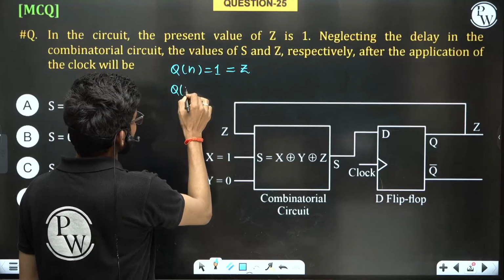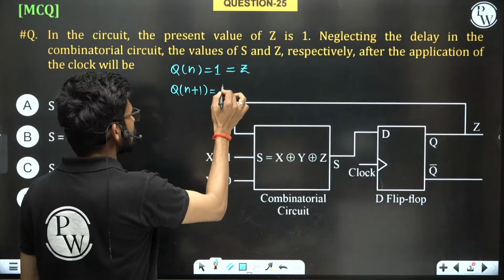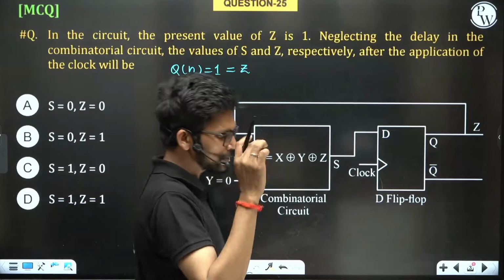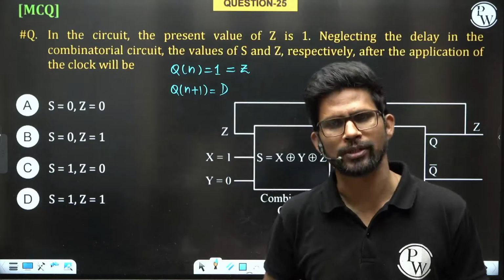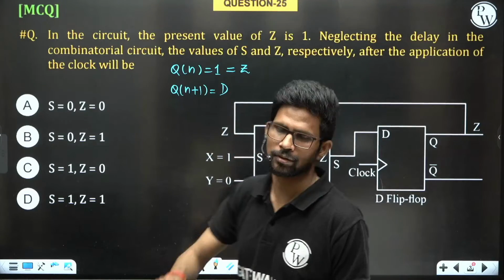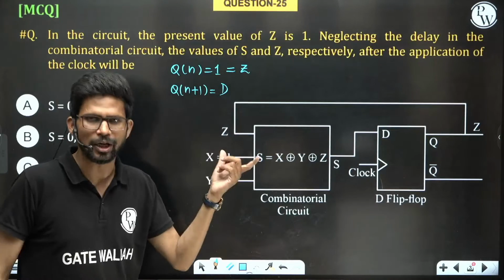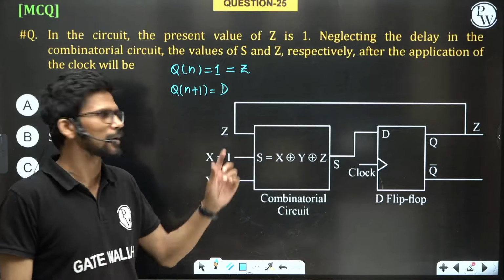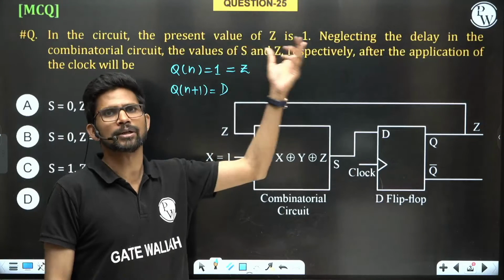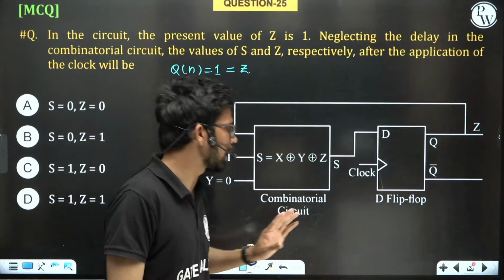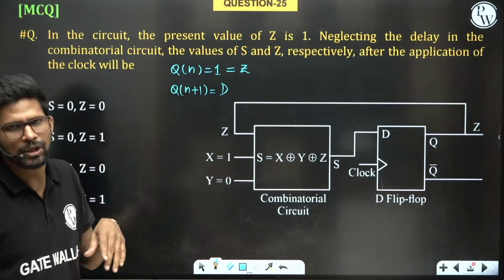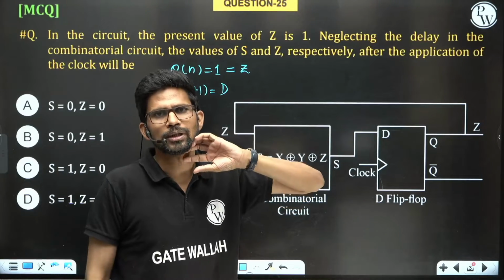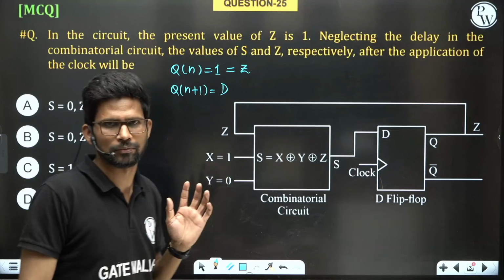Whenever the D flip flop is triggered, it will go from the present output state to the next output state according to its characteristic equation. The next output state of a D flip flop is nothing but the present input. Now, before application of clock, what is the present input of the D flip flop? We'll look into it.